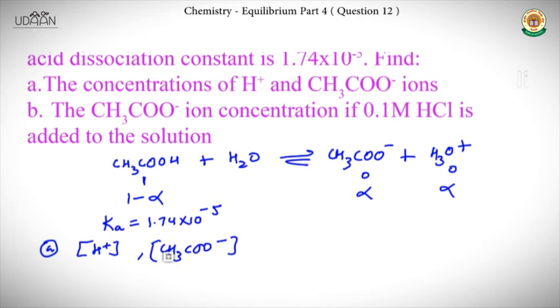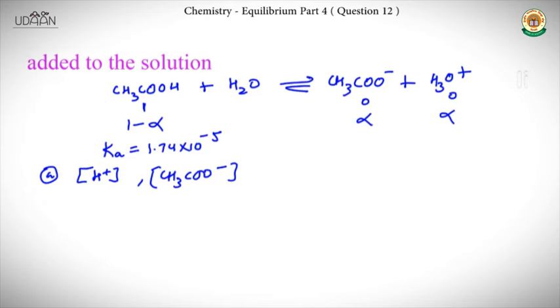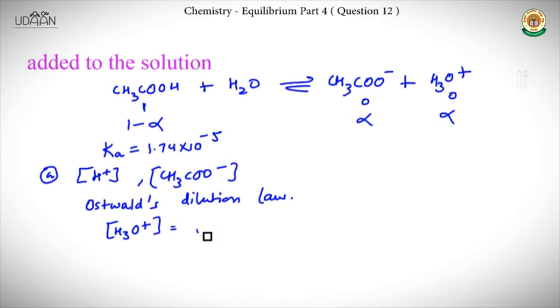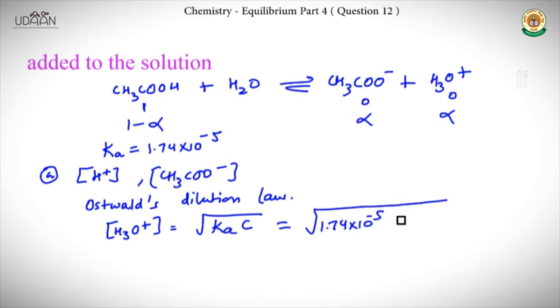CH3COO minus ions. CH3COOH is a weak acid, so I can use Ostwald's dilution law. According to Ostwald's dilution law, the hydronium ion concentration will be equal to the square root of Ka into C. I know both these values, they are given in the question. Substituting 1.74 × 10⁻⁵ into 0.1, we get 1.32 × 10⁻³.